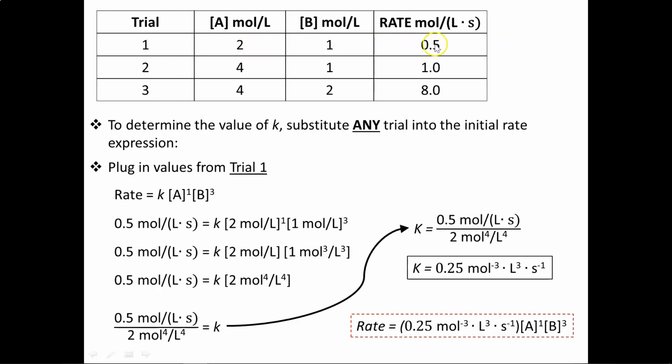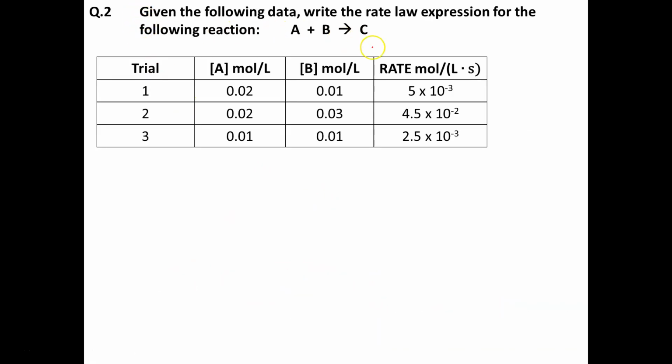Once I plug in the values, so 0.5 into the rate, 2 for the concentration of A, 1 for the concentration of B, solve algebraically, and you get a K value of 0.25 moles to the power negative 3 liters cubed seconds to the power negative 1. I would also accept 0.25 liter cubed per mole cubed second. Now on my test, typically you get 1 mark for the actual value and 1 mark for the proper units. So make sure you brush up on your algebraic skills. All right, so try out the sample question yourself. Press pause. When you're ready, press play, and we will take it up together.